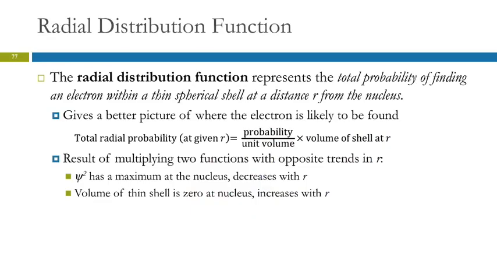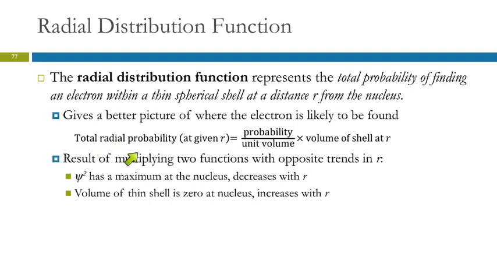So a radial distribution function adds a little bit to this. If you've taken calculus, that might help you to understand what's going on here. This is the total probability of finding an electron within a thin spherical shell at a distance r from the nucleus. In calculus, you talk a lot about, well, if you divide this into infinitely small pieces and all of that kind of stuff. So this gives us a better picture.